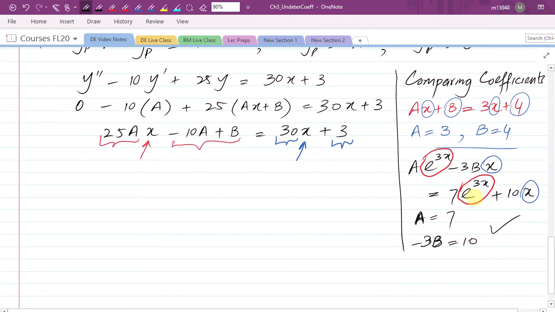We choose separate functions. First we look for different terms and we point out separate functions, different functions, and compare their coefficients one by one. Each function will give a separate equation or result. We say comparing coefficients of x. What do we get? 25a equals 30, and that means a equals 6 by 5.